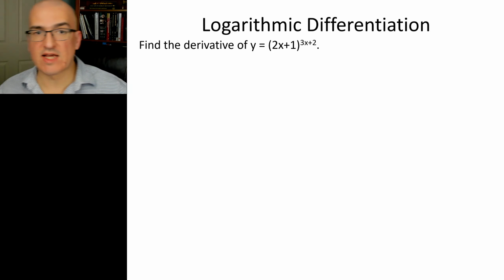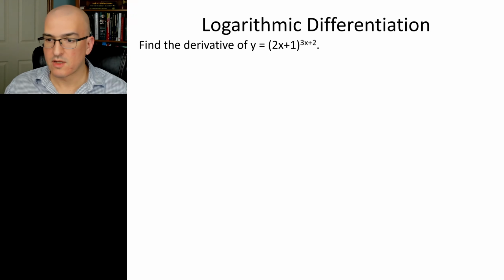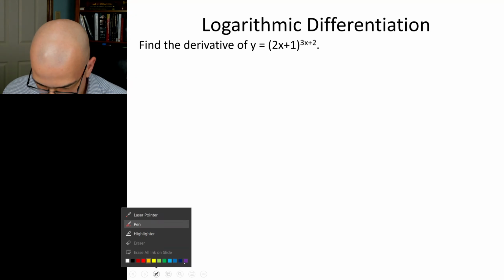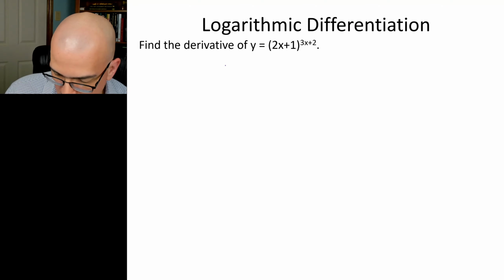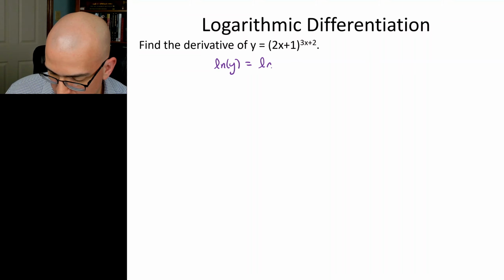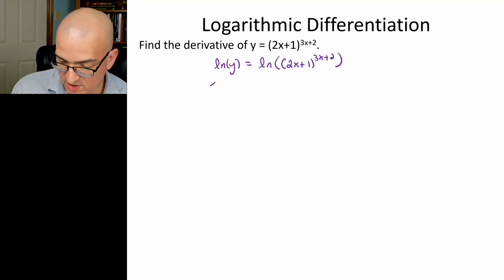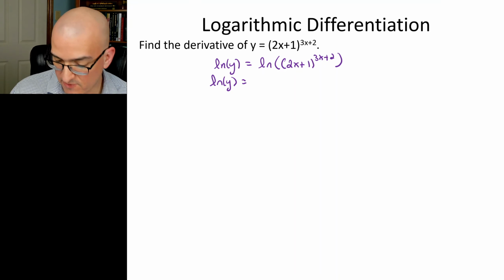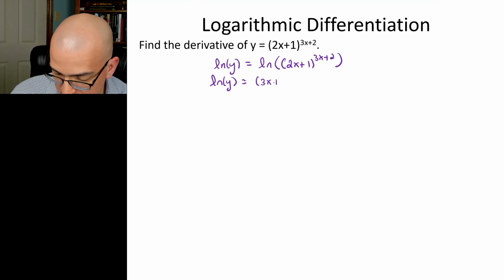Here's another type of example that's very similar. I'll start by taking the ln of both sides. Ln y is equal to the ln of 2x plus 1 to the power of 3x plus 2. We'll bring the power down. So I'll bring the 3x plus 2 down in front. I'm going to make sure that the entire thing multiplies by the log of that function, ln of 2x plus 1.